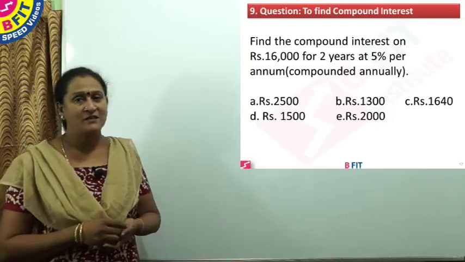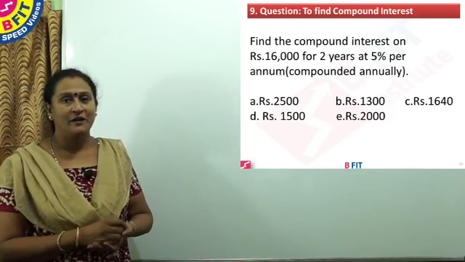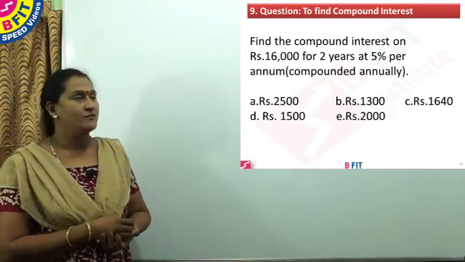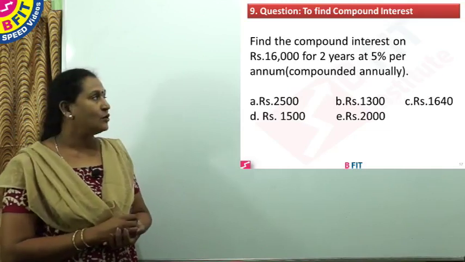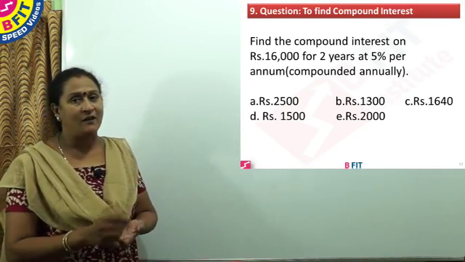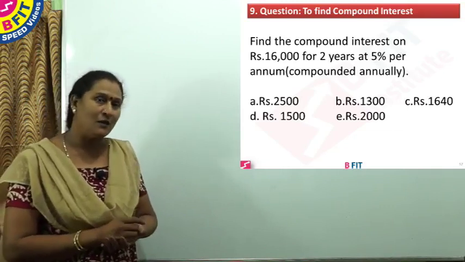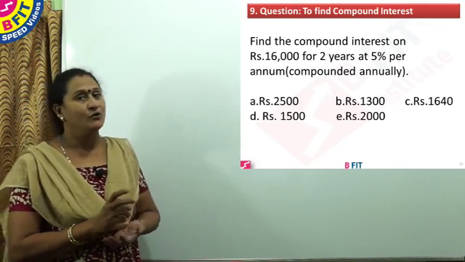So now we'll see question number 9. The question is, find the compound interest on rupees 16,000 for 2 years at 5% per annum compounded annually. So here interest is calculated annually, that is, for every 12 months interest is calculated. So compound interest is asked for 2 years.